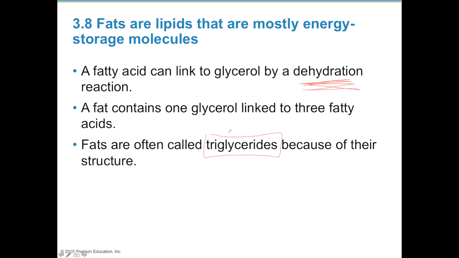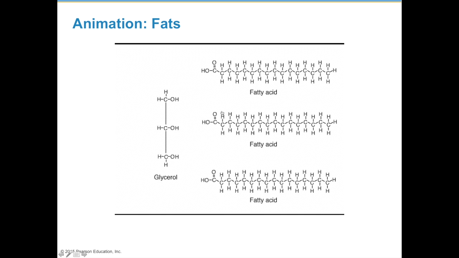They're called triglycerides because you are going to need to make 3 bonds with glycerol, and I'll show you what that means. So here it is. Here's that 1 glycerol, and then there's the 3 fatty acids. So you're going to need to do 1, 2, 3 bonds, so that's why it's called a triglyceride. So let's take a look at this animation.